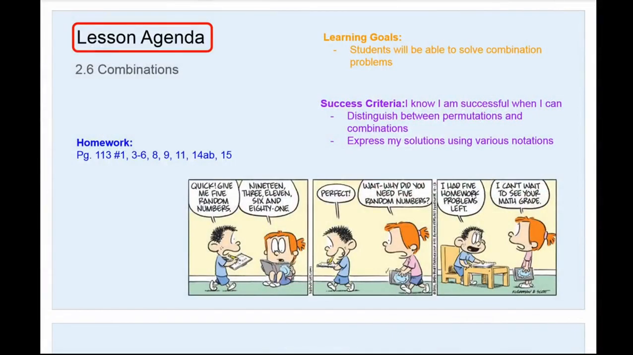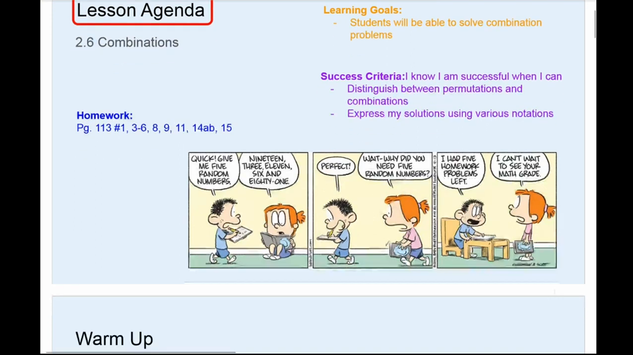In today's lesson, we are going to continue on looking at different ways to order things, branching off of the last lesson where we looked at permutations with identical or non-ordered elements. And we're going to be looking at what we call combinations.